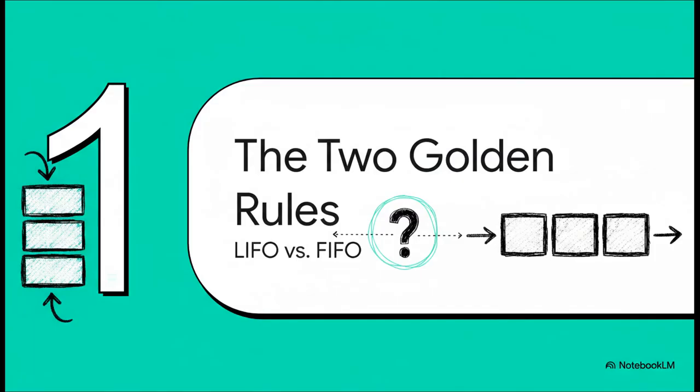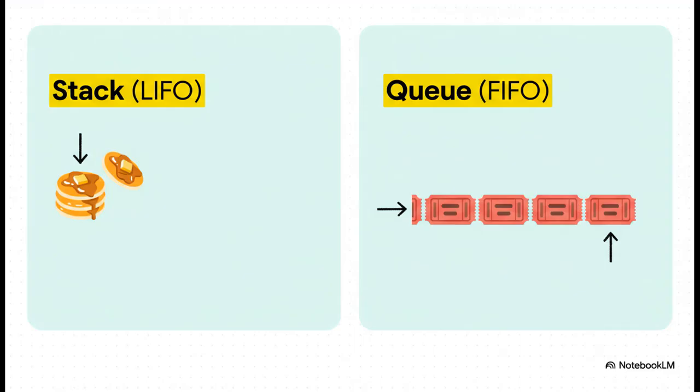Okay, it all starts right here. These are the two core principles that define everything about how stacks and queues work. The only real difference between them comes down to the answer to one simple question: which item do we take out? And this lays it out perfectly. A stack follows the LIFO rule. Last in, first out. You add to the top, you remove from the top. Simple. A queue, on the other hand, follows the FIFO rule. First in, first out. You add to the back, but you remove from the front.